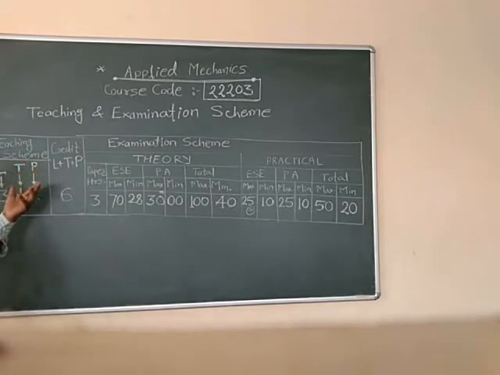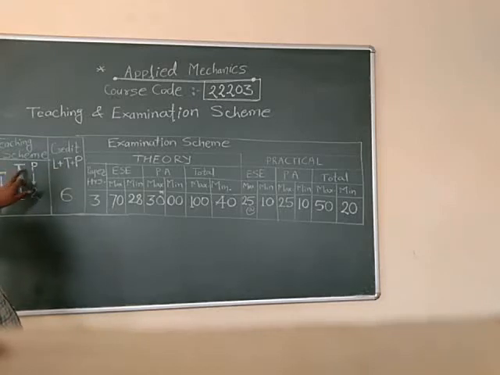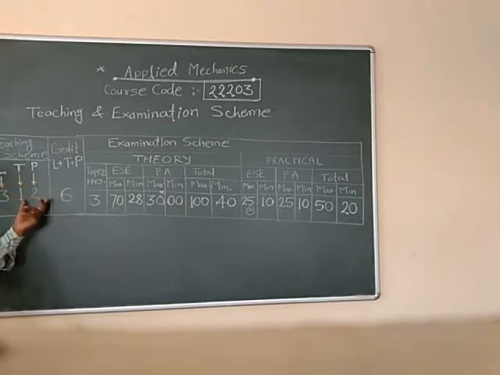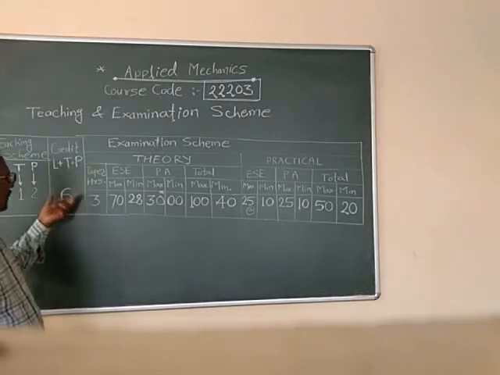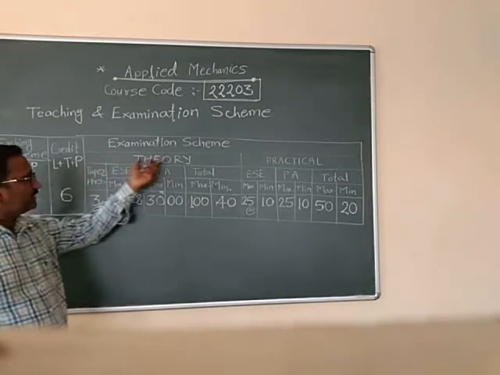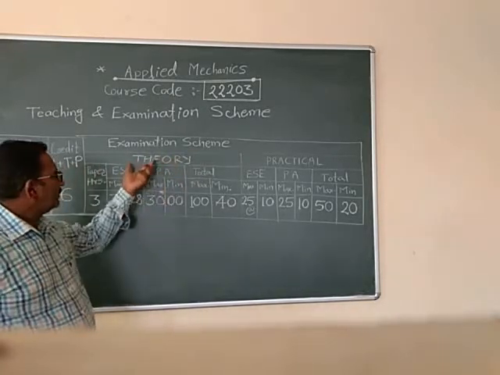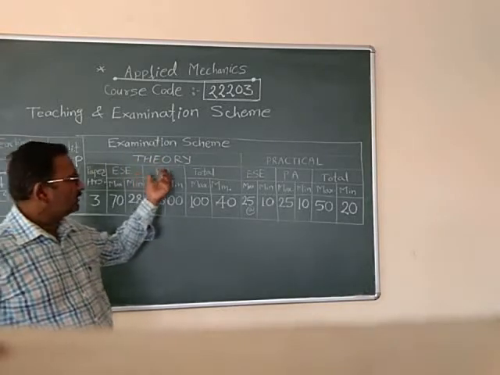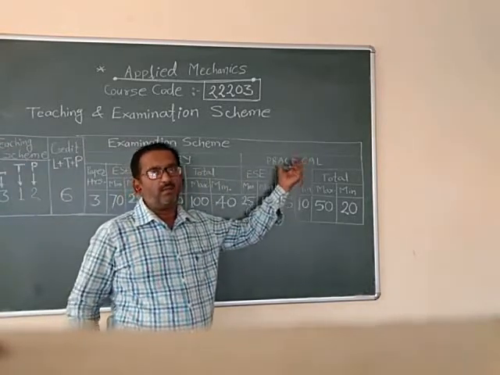In the teaching and examination scheme, in the teaching scheme there are theory, tutorial and practicals. There are 3 theory hours, 1 tutorial and 2 practical hours. Total credit is 6. In the examination scheme there are 2 parts. First one is the theory and second one is the practical.